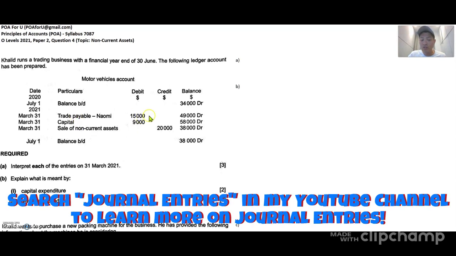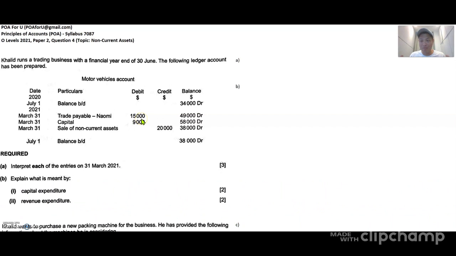If you debit motor vehicles of 15,000, it means that the business has 15,000 more motor vehicles in the business. And if you credit trade payables, it means that now the business has 15,000 more of trade payables. This would indicate that the business has bought additional motor vehicles on credit. And that's how trade payables usually crystallize, right? So that's the answer for the first transaction.